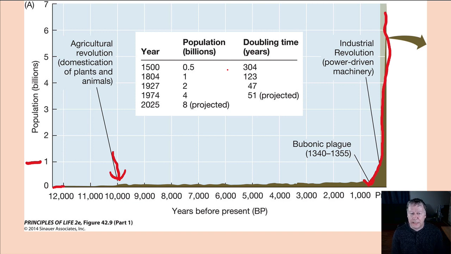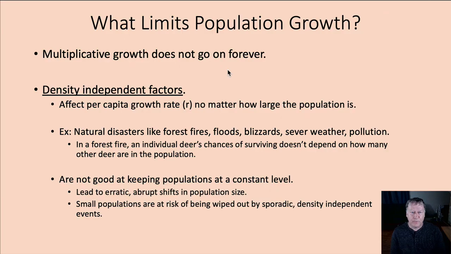What kind of growth are we seeing here? Hopefully you said exponential growth, multiplicative growth. That is true. Human beings are currently demonstrating exponential growth. But if you look around the world, one thing you will notice, it's not covered entirely by one species. So what limits population growth? Multiplicative growth does not go on forever.